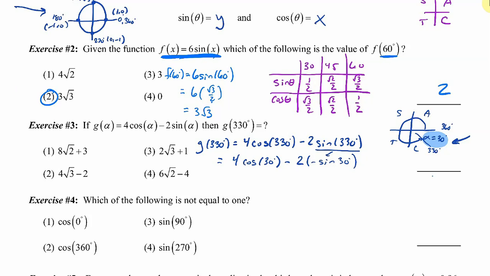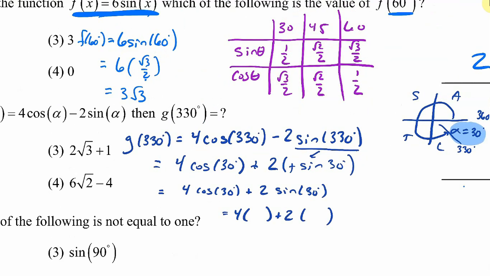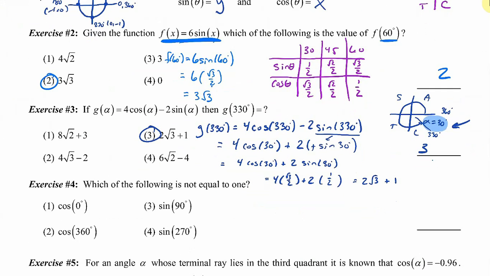Now look, we got a double negative here in this product, so that'll become positive. And now we're looking at 4 cosine 30 plus 2 sine of 30. Now let's figure out what those two values are for the trig functions. Cosine of 30 is radical 3 over 2, and the sine of 30 is a half. So simplifying the first, we're going to get 2 radical 3, and simplifying the second, plus 1. So it looks like choice 3 here. Again, it all comes down to reference angles, what quadrant you're in, positive, negative.